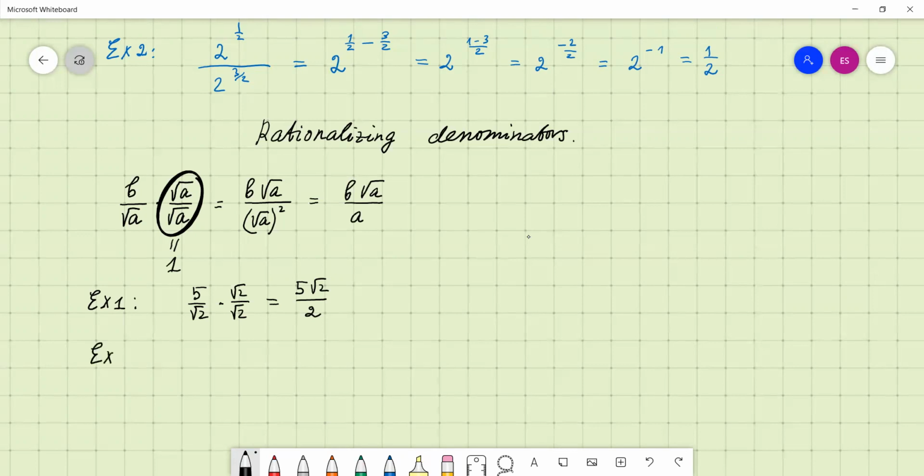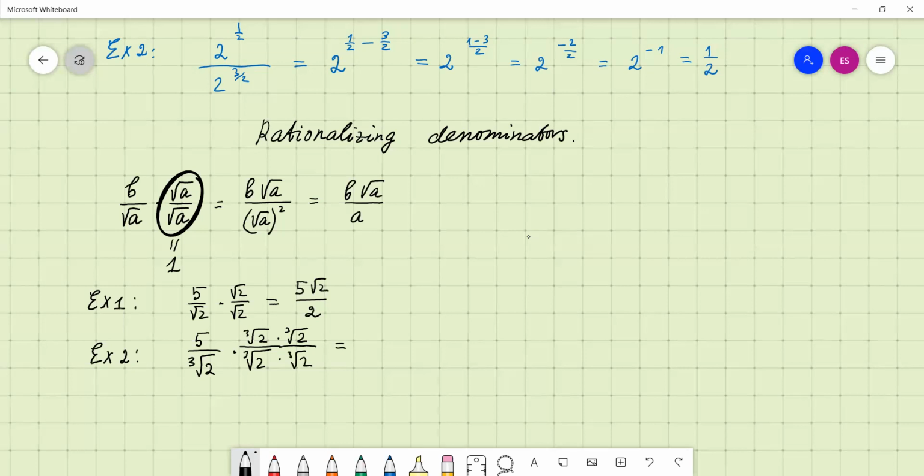A more complicated example. What if the root is not a square root? What if it's 5 over the cubic root of 2? Remember, guys, to eliminate a cubic root, you will need to cube it. If you just multiply the numerator and denominator by the cubic root of 2, you are going to square it, because there are 2 of them. It's not going to help us, because a cubic root can be eliminated only by cubing. So I'm going to multiply by 1 more cubic root of 2.